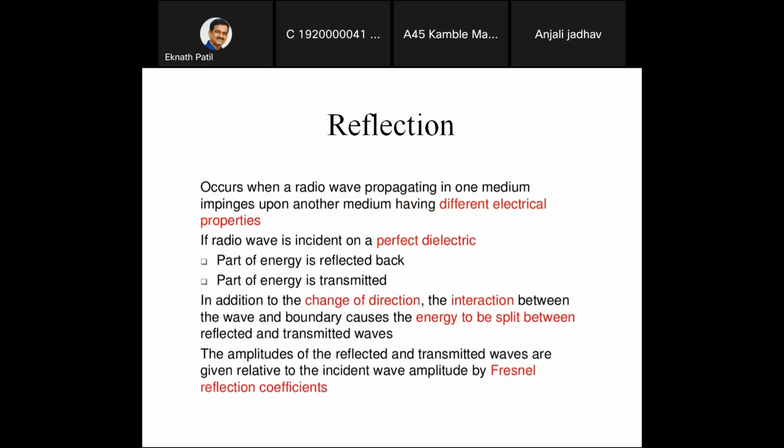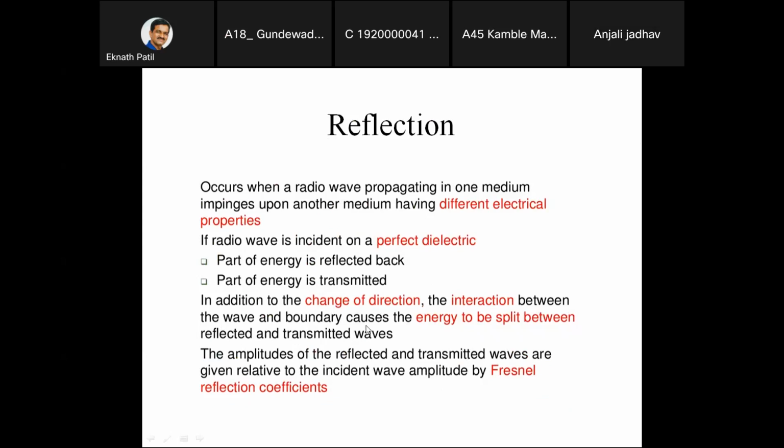Reflection occurs when the radio wave is propagating in a medium and impinges upon another medium having different electrical properties. Like a wall, if the radio wave is incident on a perfect dielectric, part of the energy is reflected back and part of the energy is transmitted. That is the thing we have to keep in mind. In addition to the change of direction, the interaction between the wave and the boundary causes the energy to be split between the reflected and the transmitted waves. The amplitudes of the reflected and transmitted waves are given relative to the incident wave amplitude by the Fresnel reflection coefficients.